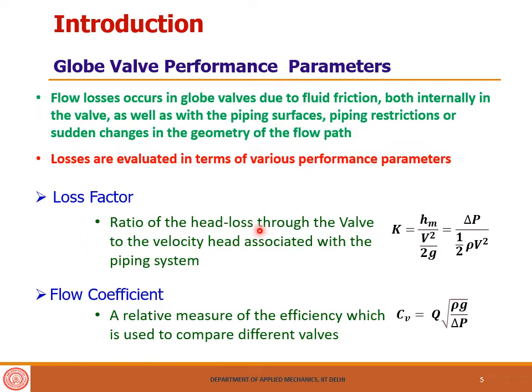So loss factor basically represents the head loss through the valve relative to the velocity head which is associated with the piping system, whereas flow coefficient is a measure of efficiency of the valve which is used to compare different valves.